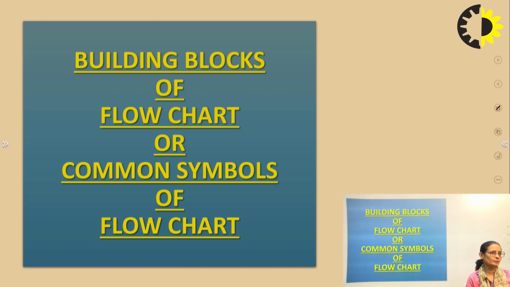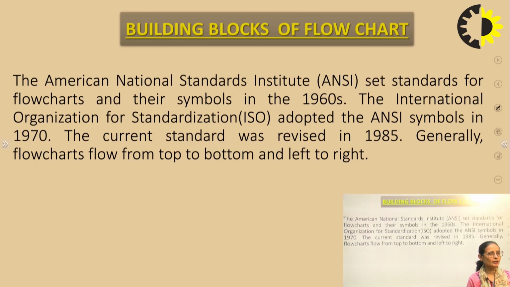In a flowchart, we have various symbol representations. In these slides, we are following the representation given by ANSI, that is, the American National Standards Institute. This organization provided the standards for flowcharts and their symbols in the 1960s. The International Organization for Standardization, that is ISO, adopted the ANSI symbols in 1970. The current standards were revised in 1985.